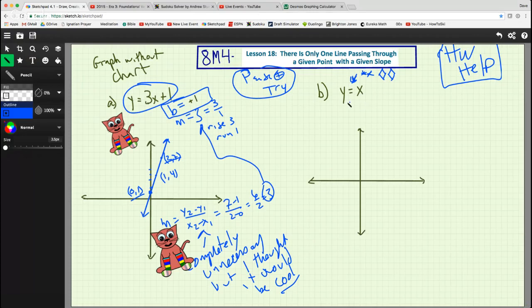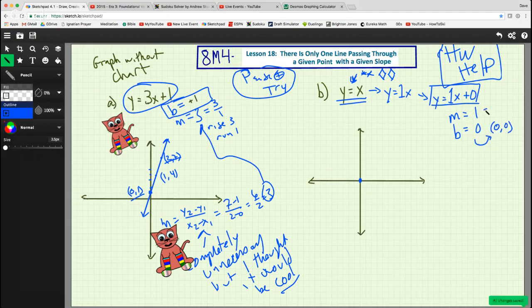All right, good. So here we don't know what our B is, but the reason is because our B is kind of hidden, and our M is kind of hidden. Because we can rewrite this as y equals 1x, and then we can rewrite that as y equals 1x plus 0. Now, if you didn't figure that out earlier, try and graph this using your M and your B. Well, your B is 0. So if our y-intercept is 0, then we're right here. It's (0, 0).